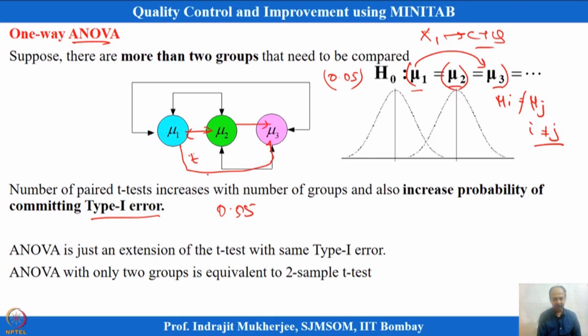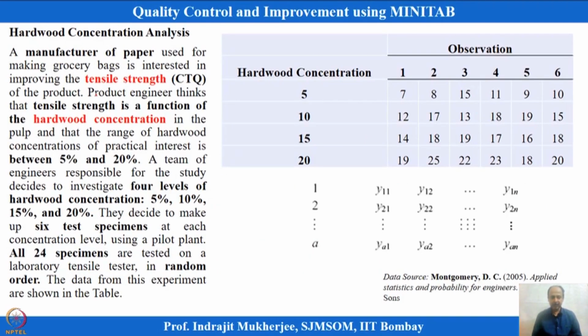So, a t test is not sufficient; we have to go for an F test analysis, which is given by an analysis of variance. We have to consider such scenarios. So, let us take one example and try to understand the scenario before we go into the analysis. This is known as one way analysis of variance.